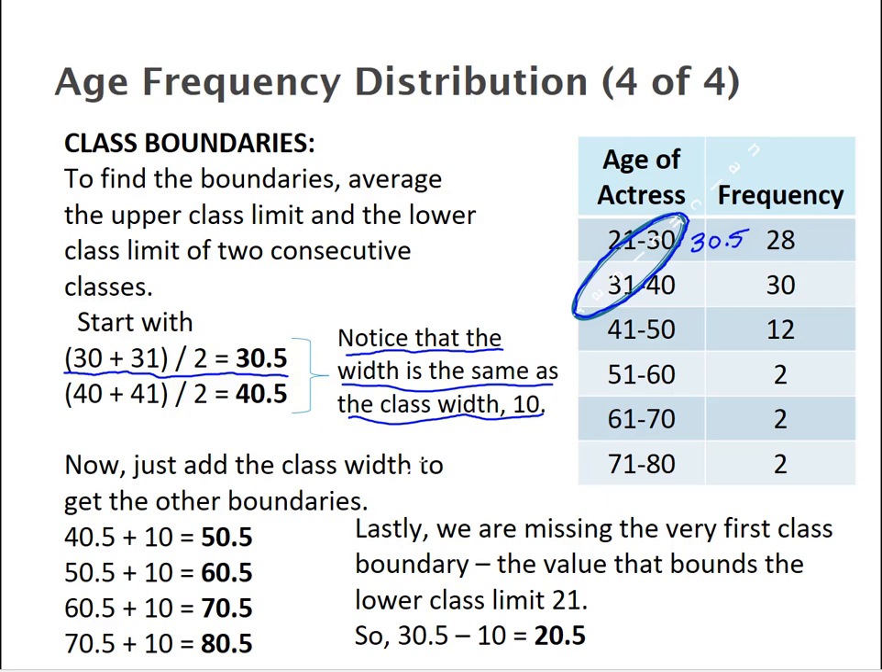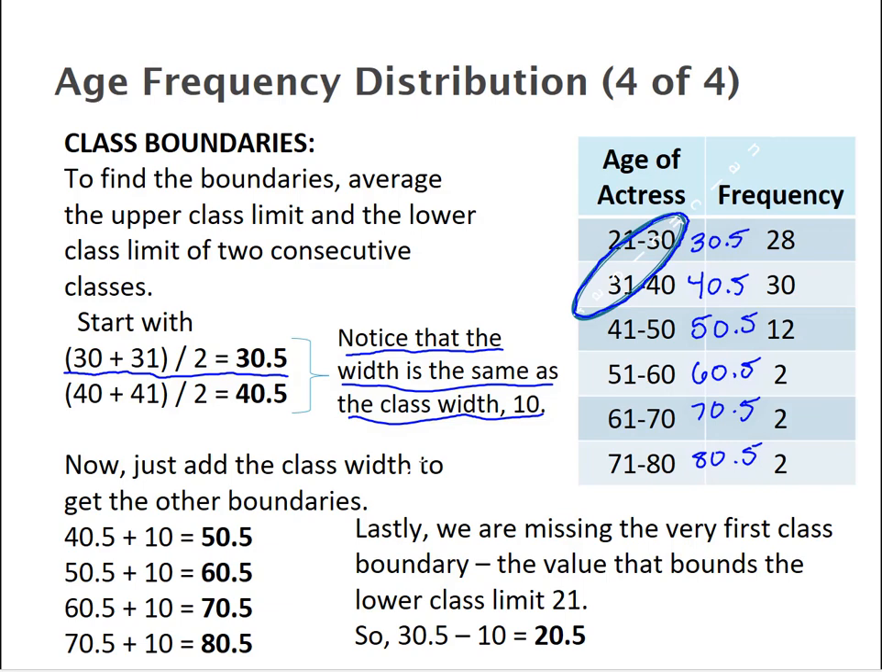So my class width was 10. So I'm going to take 30.5 and add 10 to get the boundary for the next class, which is 40.5. And then for the next class after that, I'm going to add 10 again to get 50.5. And then for the fourth class, I get a boundary of 60.5. For the fifth class, 70.5. And for the last class, 80.5. So those again are all the right-hand boundaries.